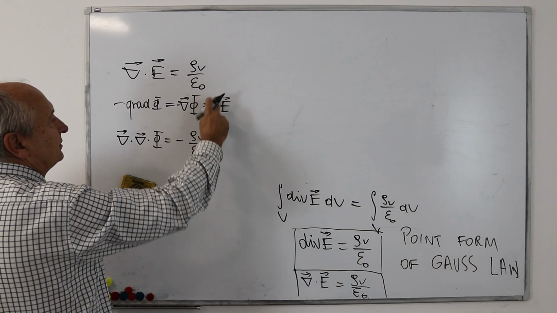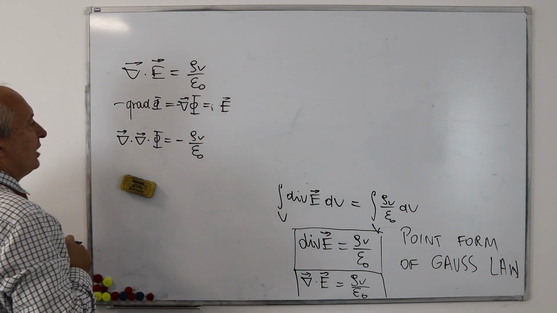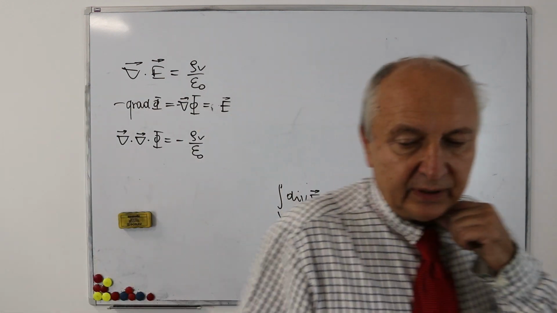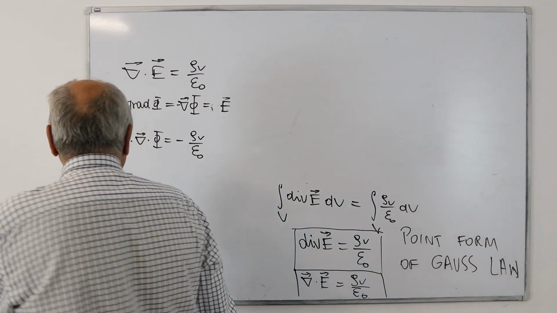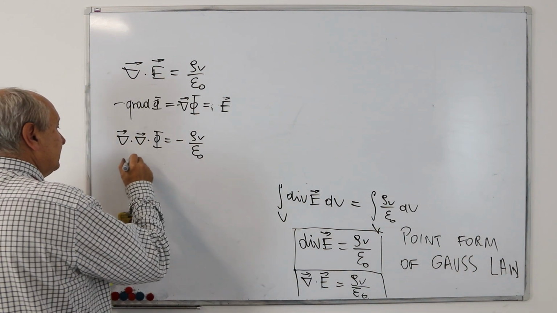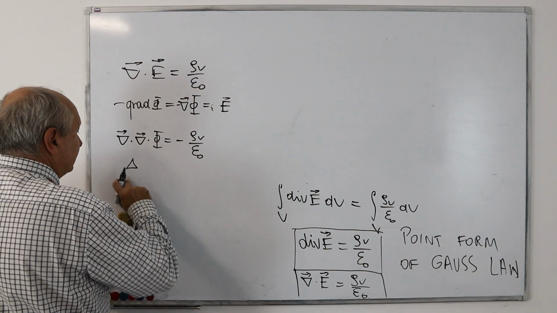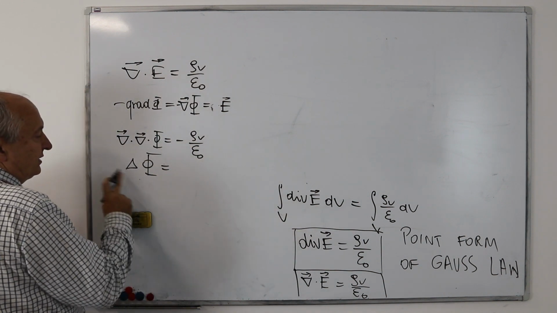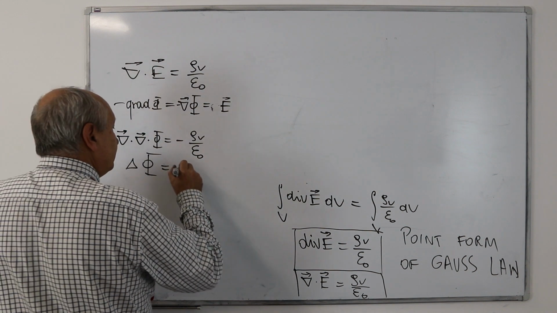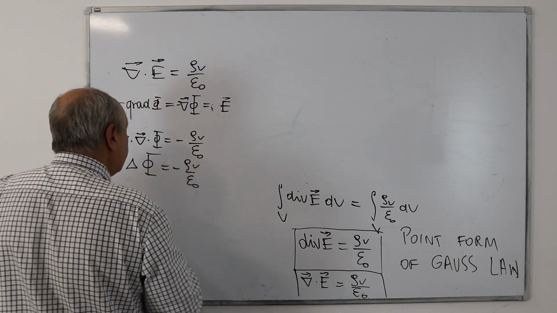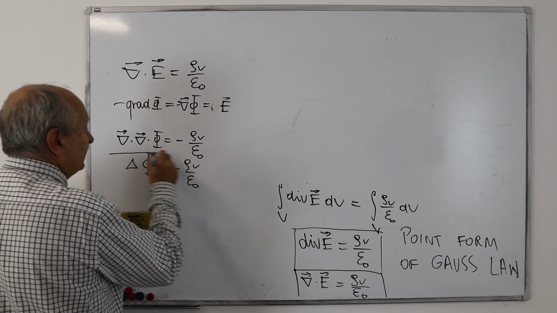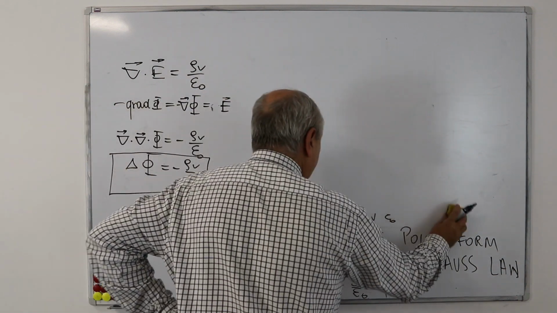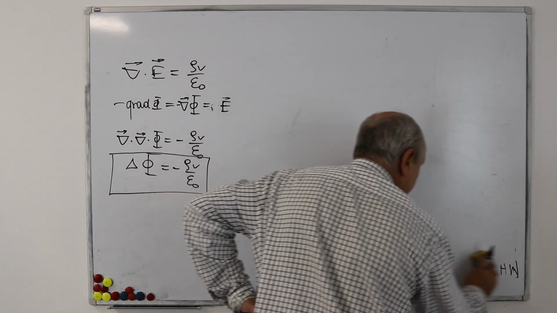I put this in this place. This is the Nabla operator multiplied by the Nabla operator. We call this, as it gives us a scalar operator, the Laplacian. And we write it like this: delta phi is minus rho v divided by epsilon 0. And this equation is called the Poisson equation.